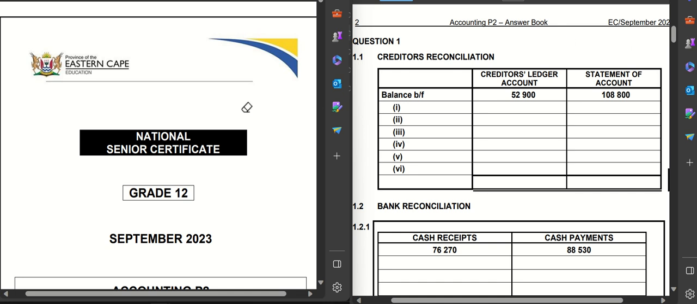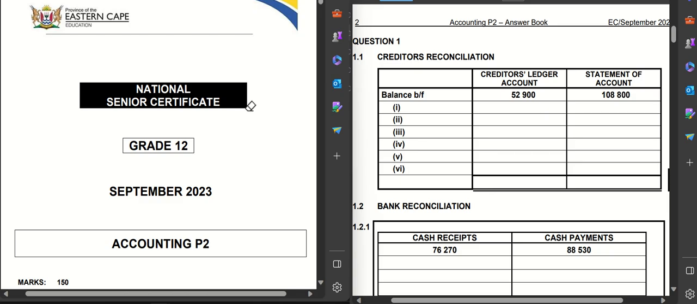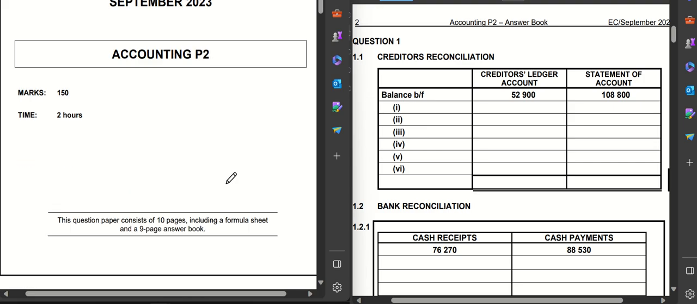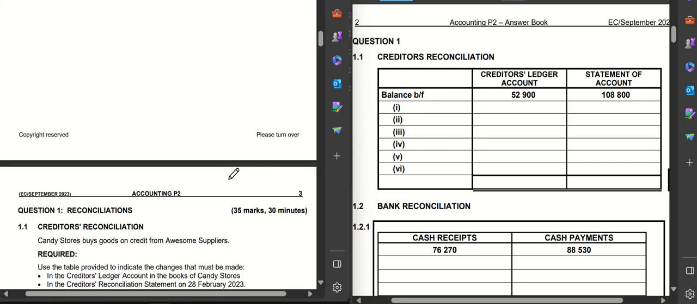This is our paper 2 revision and we're going to start it from the Eastern Cape September paper for the year 2023. We're going to start with the creditors reconciliation and hopefully we're going to look also at the bank reconciliation for this very same paper. To begin the creditors reconciliation, there is the question 1.